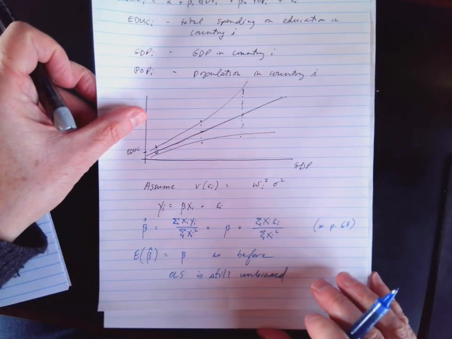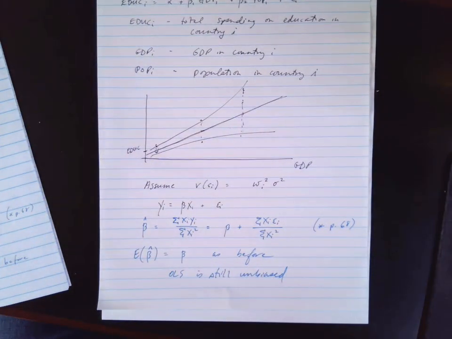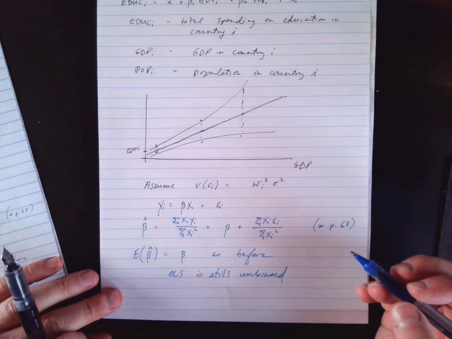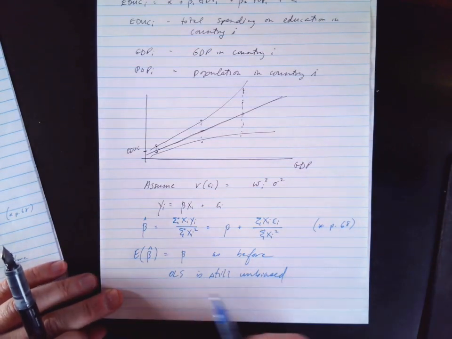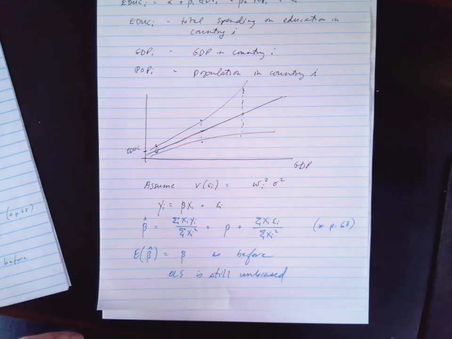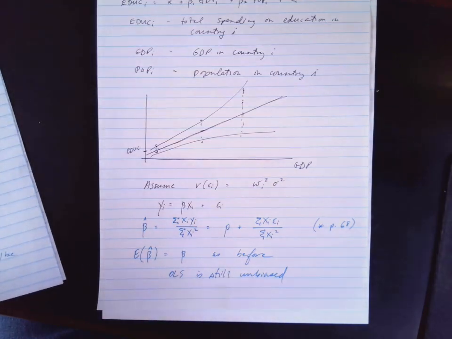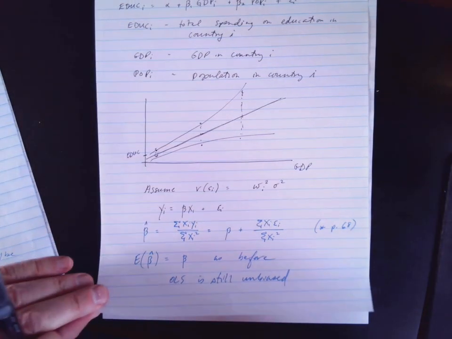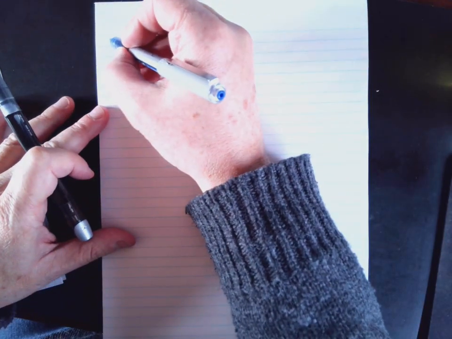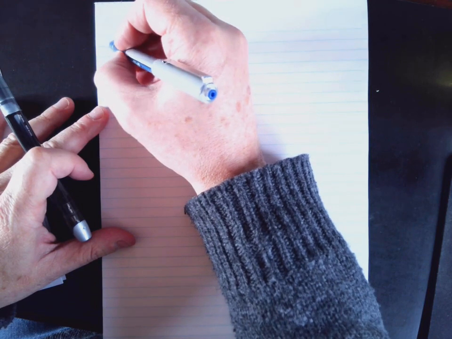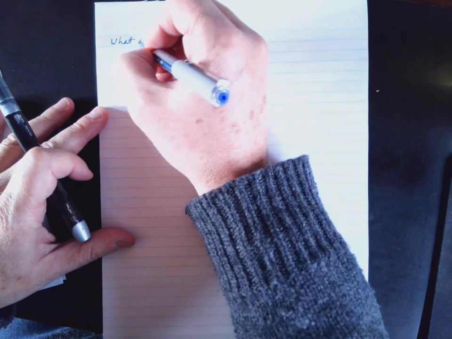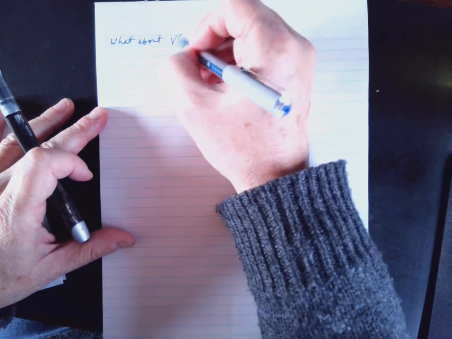Hold on, I took that away very quickly. Give you a moment to scribble it down. OLS is still unbiased. The OLS estimate of beta is still unbiased. But we then have to estimate the variance of beta, to get the standard error. So what about the variance of beta?